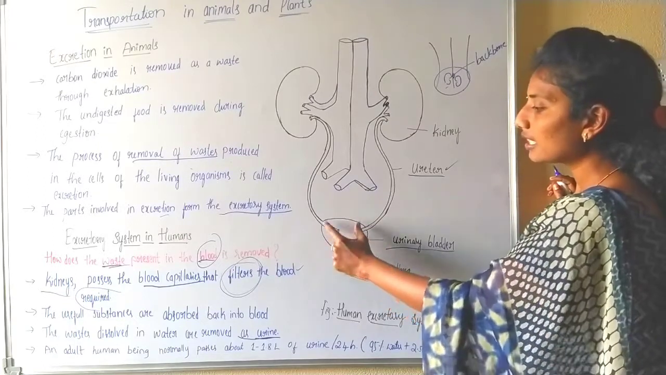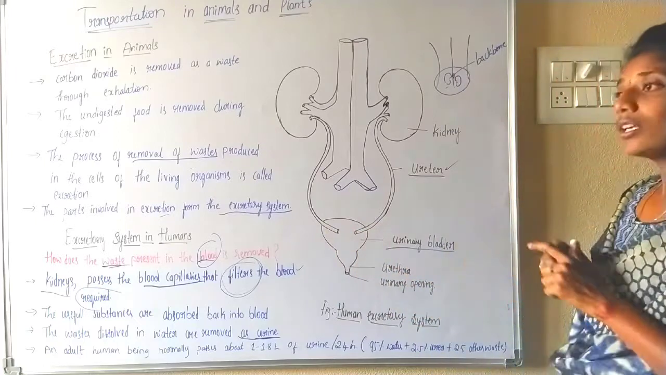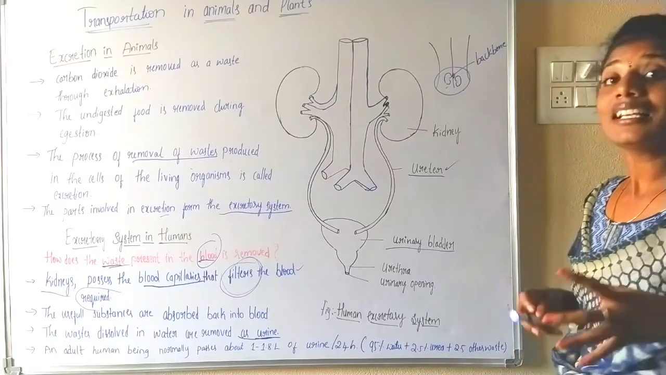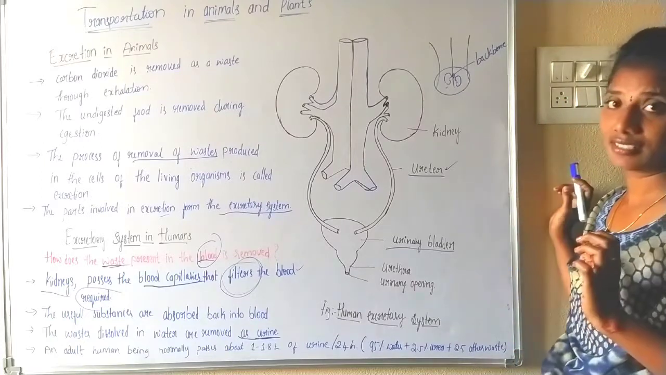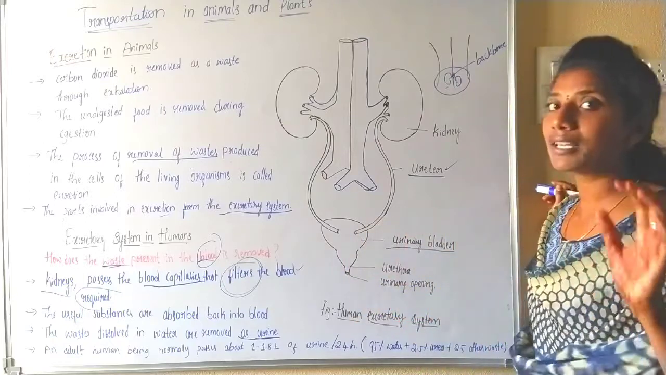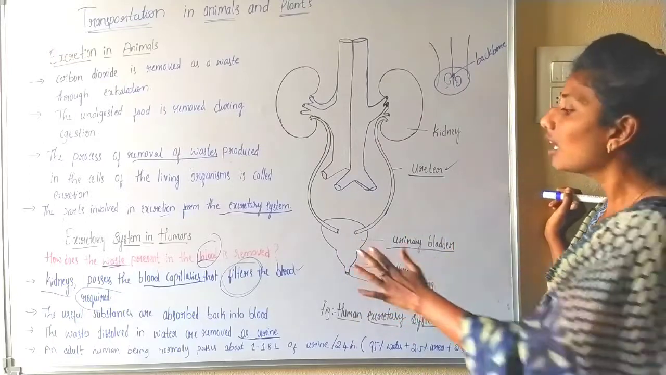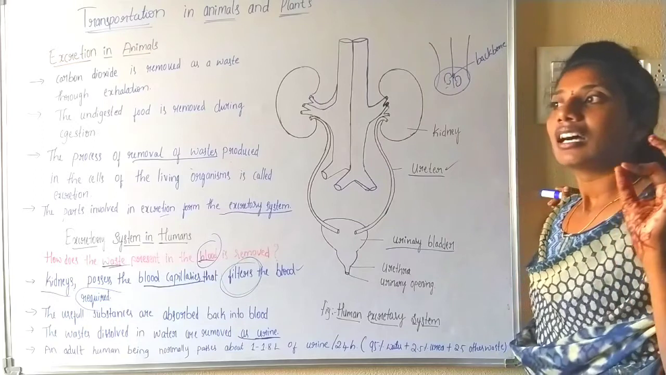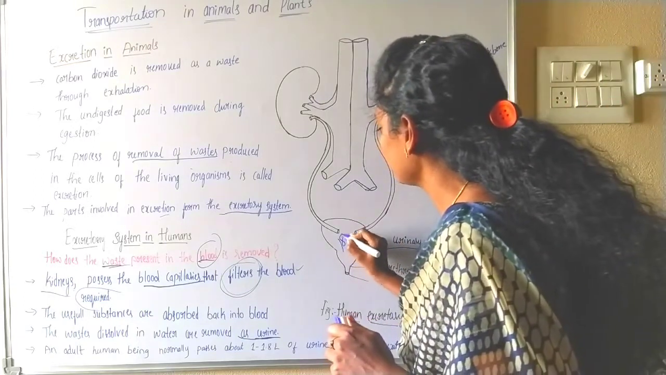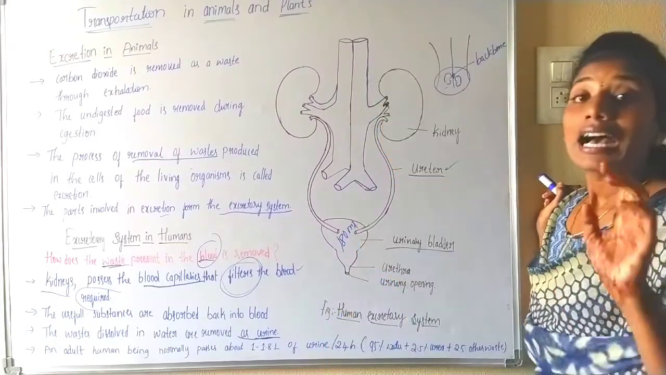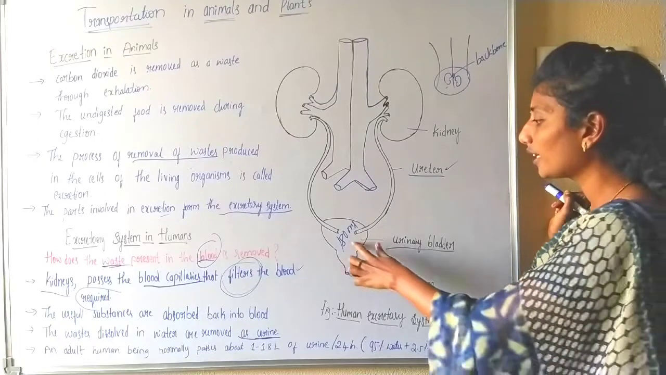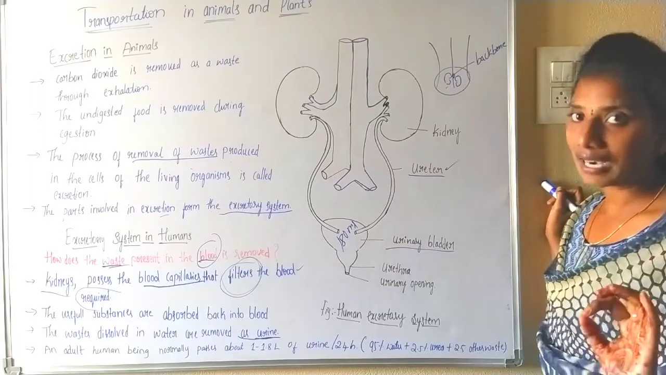So, this is the urinary bladder. Till what time can we store the urine inside the urinary bladder? Till the urinary bladder fills. It depends upon the age of an individual, but approximately 180 ml of urine can be stored in the urinary bladder.